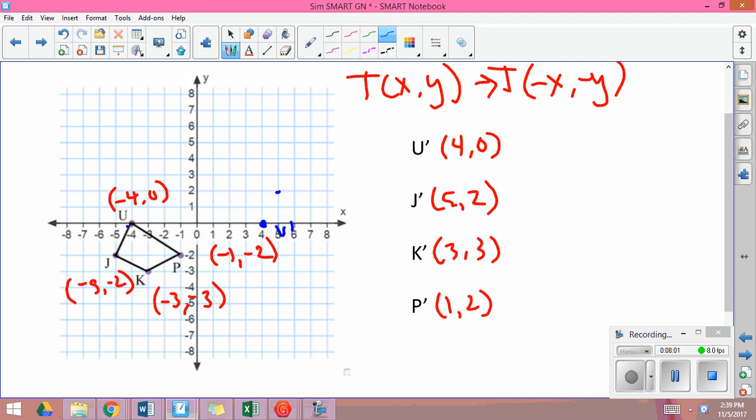At 5, 2 is J prime. 3, 3 is K prime. And 1, 2 is P prime. And that figure got rotated. Every one of these is 180 degrees through the origin. So that covers our first 3 kinds of transformations.